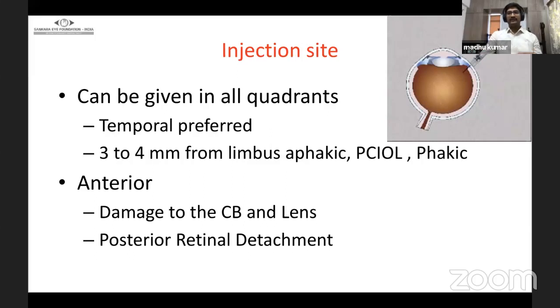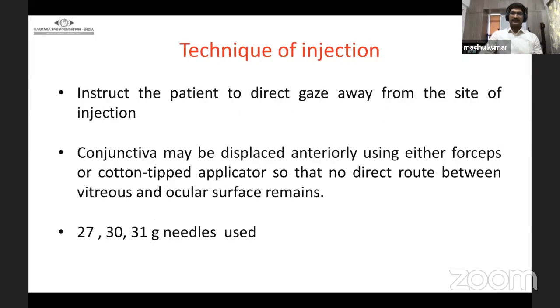Why do we need to maintain this distance from the limbus? If you are further anterior, there is a chance that you may cause a hemorrhage in the ciliary body, or you may touch the lens. If you are a little posterior, you may create a retinal break and retinal detachment.